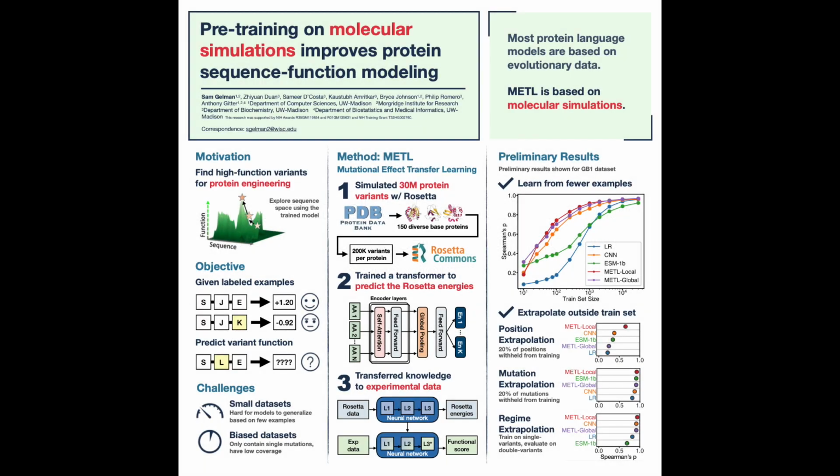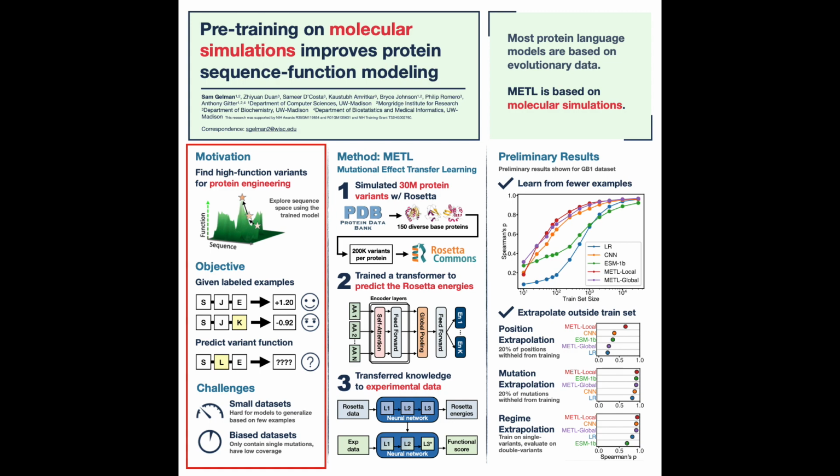The title, and really the main finding of our research, is that pre-training neural networks on molecular simulations is helpful for modeling the mapping between protein sequence and protein function. Protein language models have revolutionized how we can represent proteins and make many types of predictions. Most protein language models are based on evolutionary data. In contrast, our method, called METAL, is based on molecular simulations.